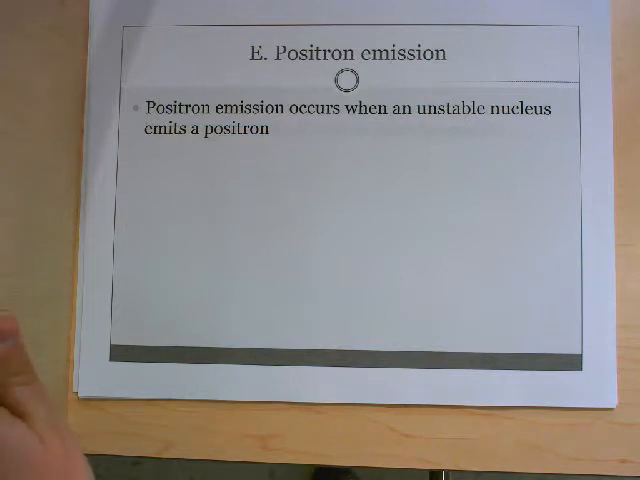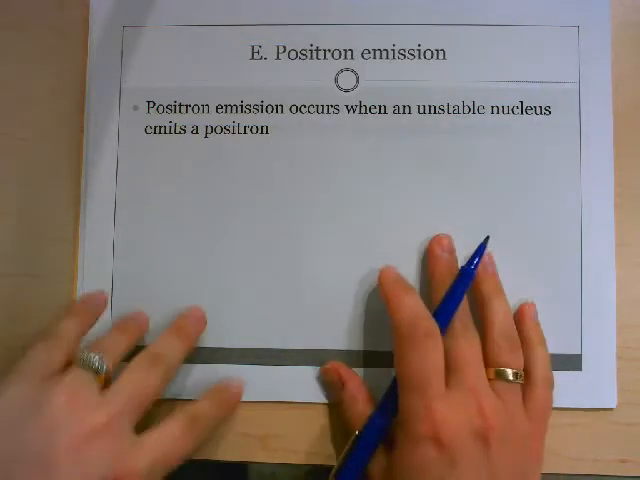Let's finish up Chapter 19, talking about a few more things. We're going to watch some videos today because I felt, why not? Positron emission is the last type of nuclear reaction we're going to be concerned about. Positron emission occurs when an unstable nucleus ejects a positron. So, what is a positron?